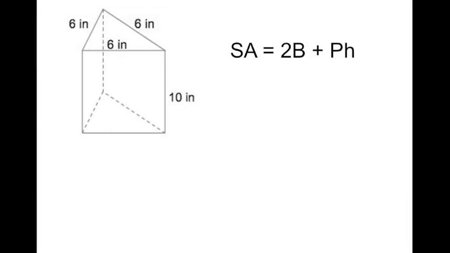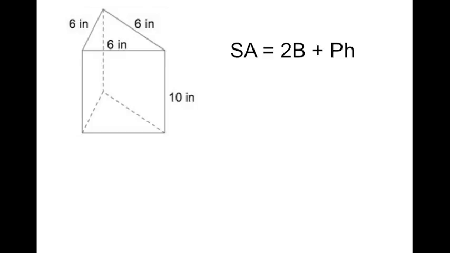For this problem, we want to solve for the surface area for the triangular prism. The surface area formula is 2B plus Ph. Now, if you notice, we have capitalized letters and lowercase letters. The capitalized letters mean that we have formulas inside of formulas.